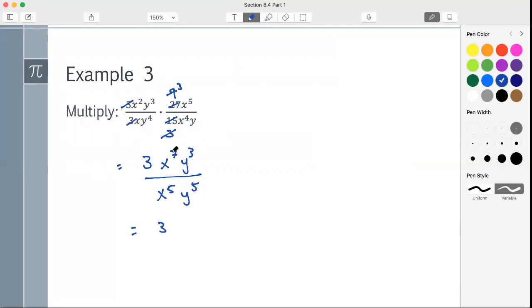All right, notice x's, 7 and 5, if I subtract them, I get x squared. 3 and 5, if I subtract, I get y squared. Notice it would be negative, so it stays on the bottom. And there's your answer.